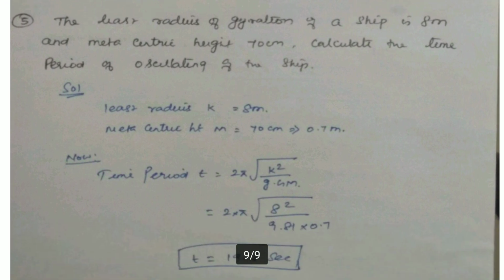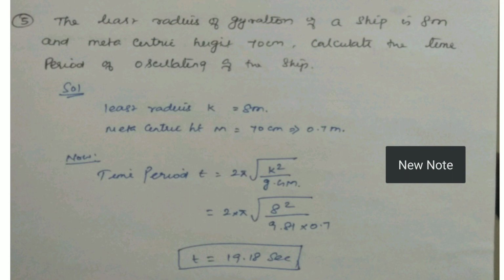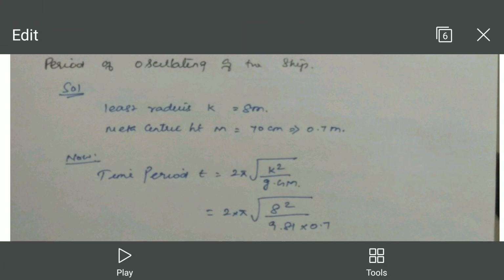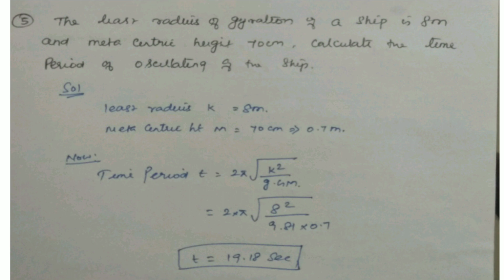Now next, problem number 5. The least radius of gyration of the ship is 8 meter and the metacentric height is 70 centimeter. Calculate the time period of oscillation of the ship. For this type of problem, the time period of oscillation, you know the formula, 2 pi into root of k square divided by g into GM. So least radius of gyration of the ship k equals 8 and metacentric height GM is equal to 70 centimeter, that is 0.7 meter. Substitute, you will get the time period of oscillation as 19.18 seconds.